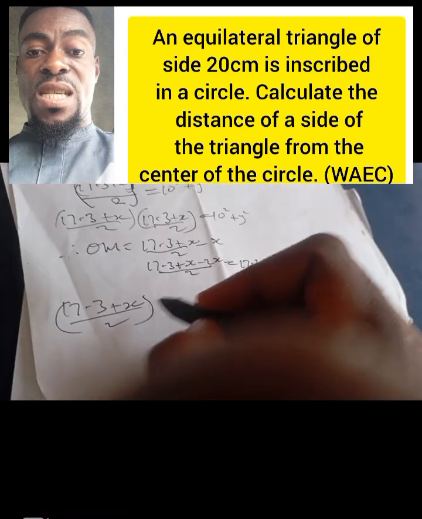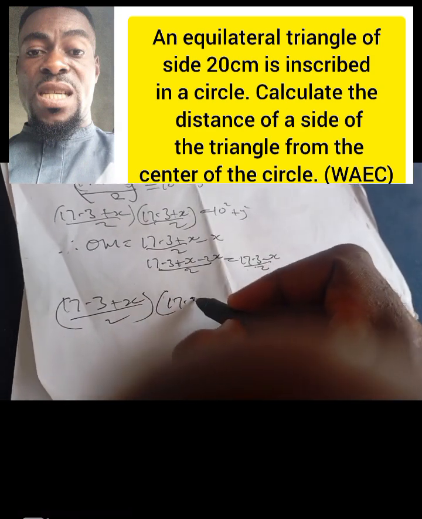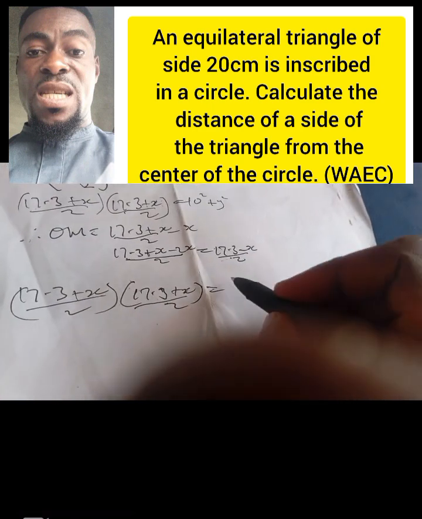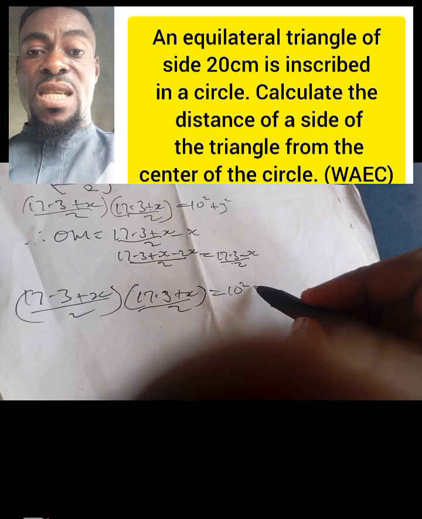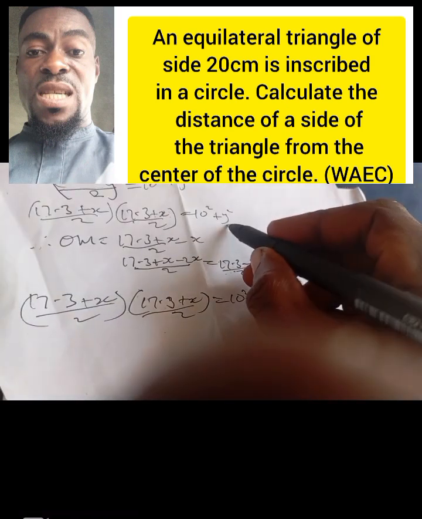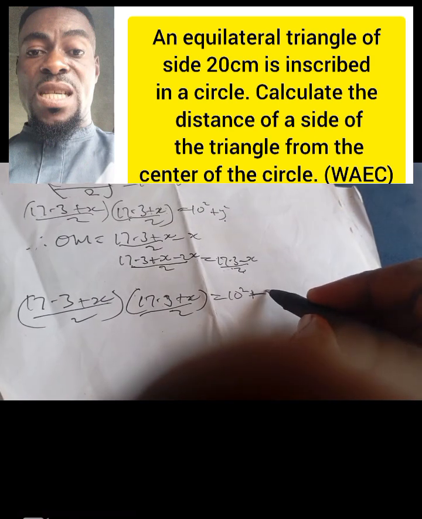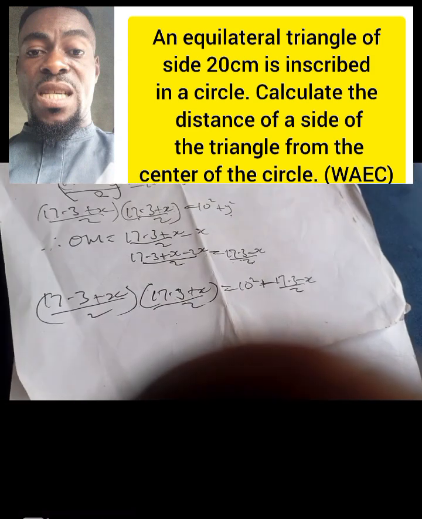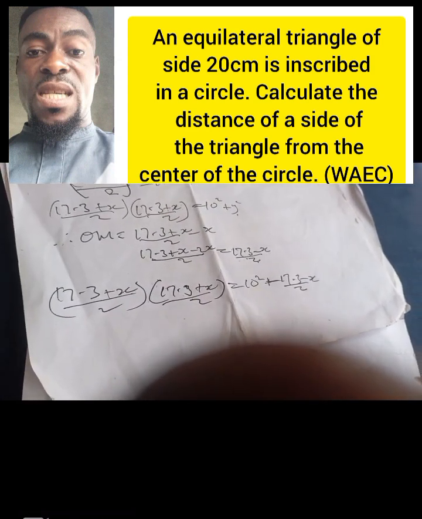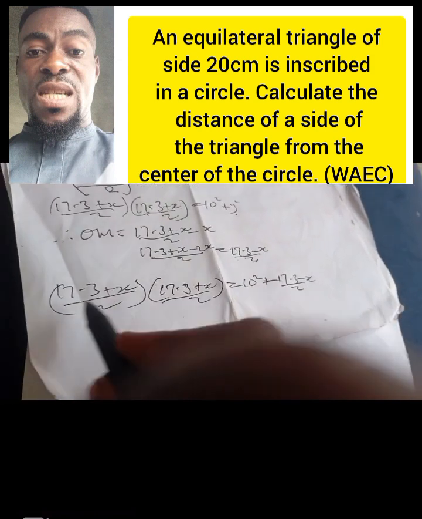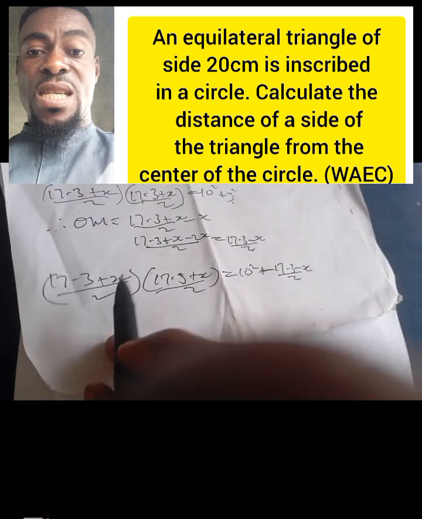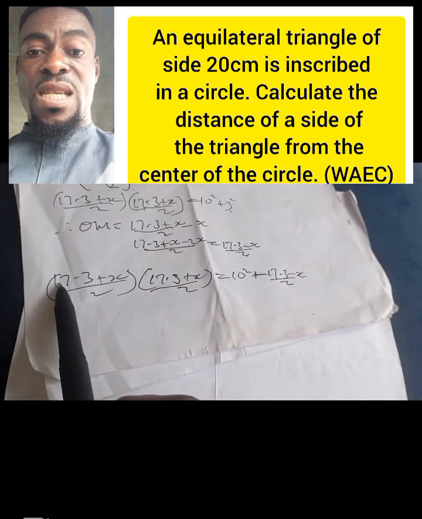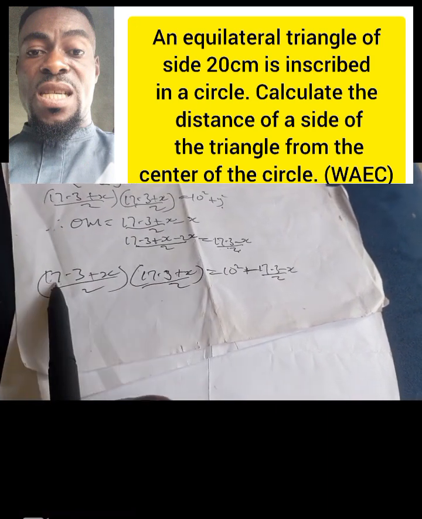Now this expression will give us 17.3 plus x over 2, then 17.3 plus x over 2 is equal to 10 squared plus y squared, and y is now 17.3 minus x over 2. This is what we have. So now we can simply expand this bracket. Expanding this bracket will give us 17.3 times 17.3, 17.3 times x.